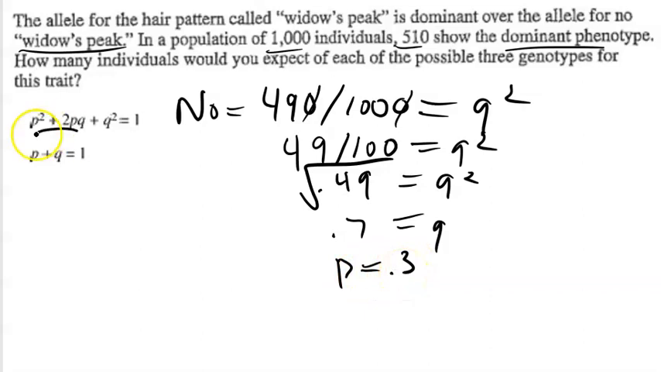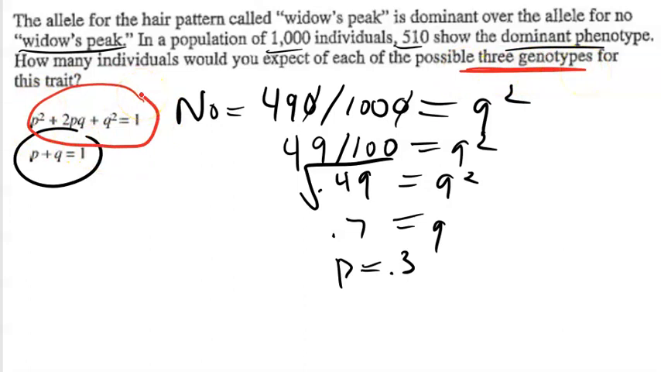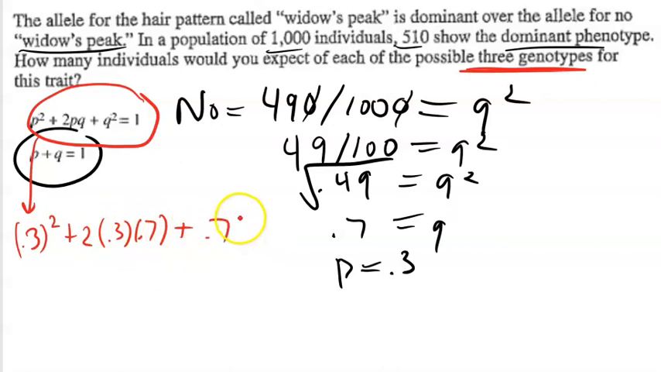We have our two allele frequency numbers now. Now we can go back to the original problem and see what they wanted to actually have us solve. And if you look at that, they want to know how many of the possible 3 genotypes there are. So again, we go to this equation and we simply plug in the numbers we have for the individual allele frequencies for P and Q. When we look at that here, we get 0.3 squared plus 2 times 0.3 times 0.7 plus 0.7 squared.